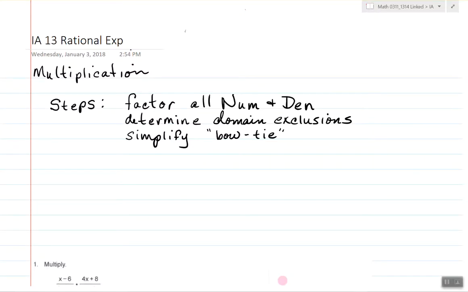In lesson IA 13, we're going to continue working with rational expressions that we started in the last lesson. It's going to continue to be important to talk about domain exclusions. We always have to be concerned about that. But in this lesson, we're going to do both multiplication and division. We're going to start with multiplication.